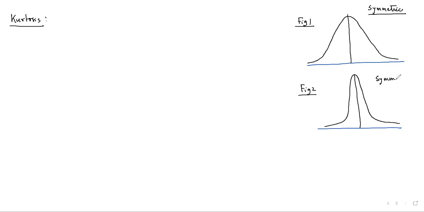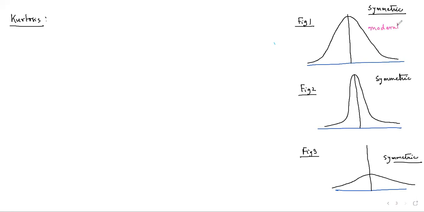This is also symmetric. And my last curve is figure three, which is as following. That is also symmetric. What is the difference among these three curves? The three curves are different not with respect to their symmetry. They are different with respect to their peakedness. As you see, this curve is moderately peaked. This curve is a highly peaked curve. This curve is less peaked.